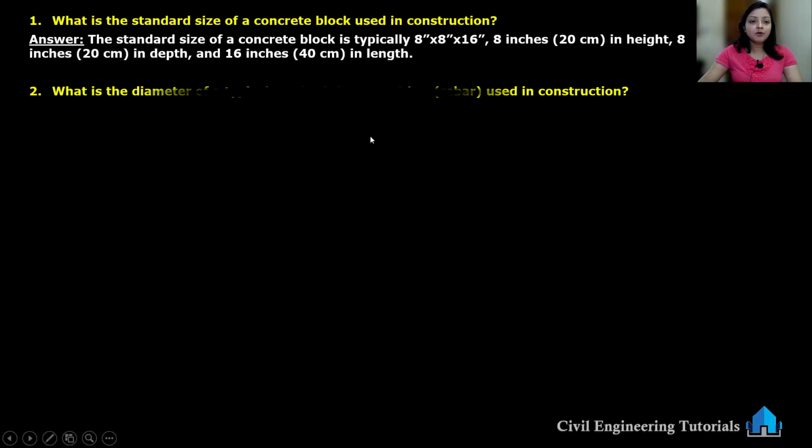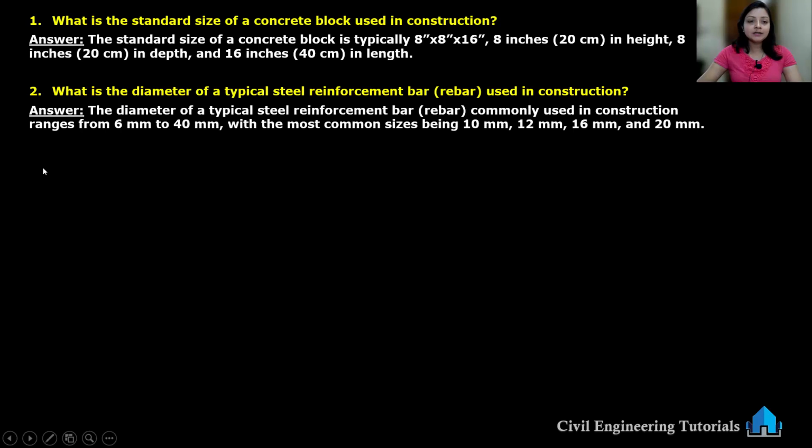Next question, what is the diameter of a typical steel reinforcement bar, or you can say rebar also, used in construction? The answer is the diameter of a typical steel reinforcement bar commonly used in construction ranges from 6 mm to 40 mm, with the most common sizes being 10 mm to 12 mm, 16 mm and 20 mm.